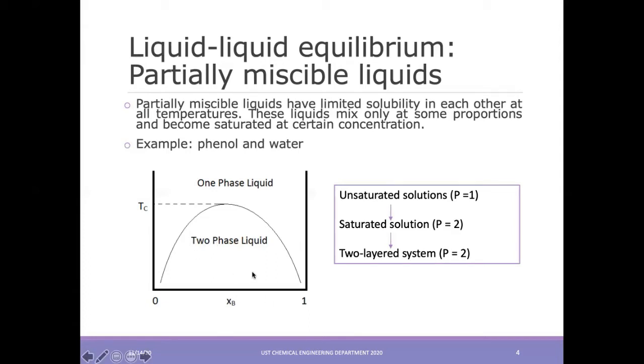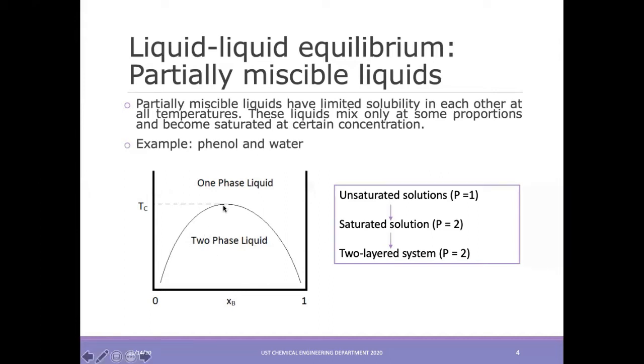Recall in our previous discussion that for a two-phase system, each layer is a saturated solution of one liquid in the other. For this two-layered system, the techniques we used previously, like tie lines and the lever rule, can still be applied. You know that the lever rule is used to calculate the ratio of the amount, or weight, or in terms of number of moles, of the two coexisting layers.